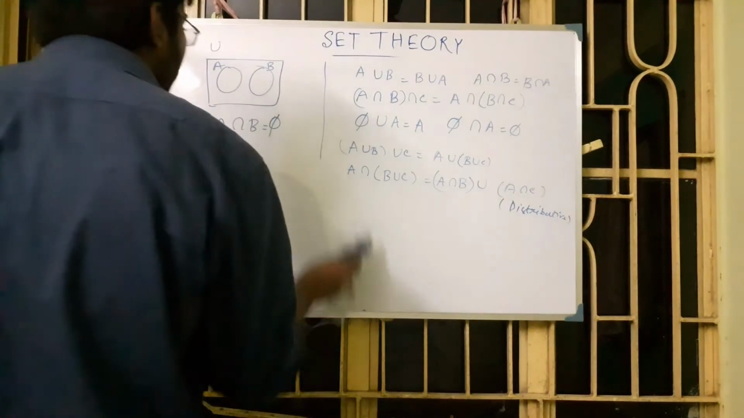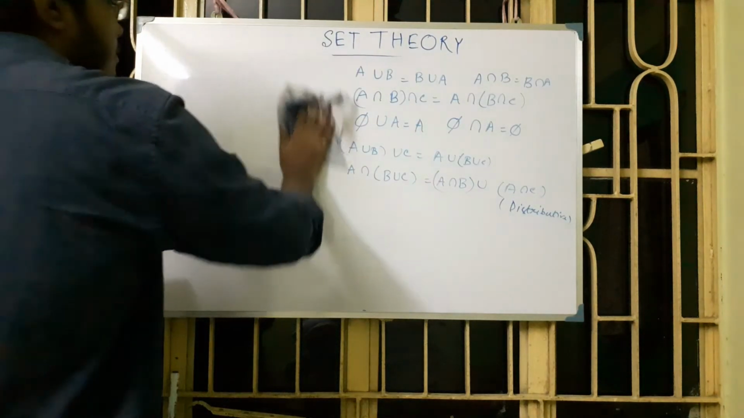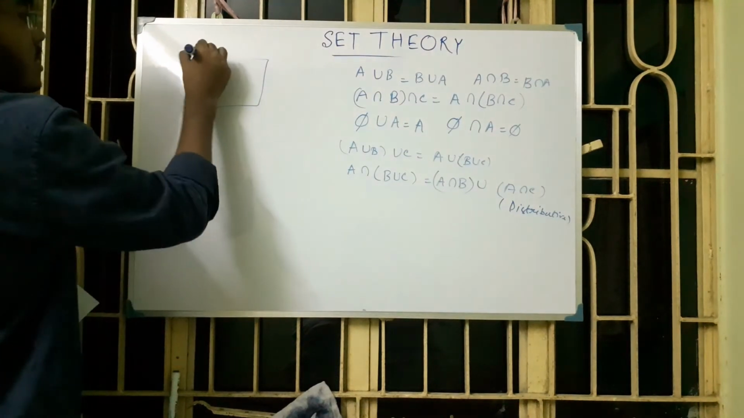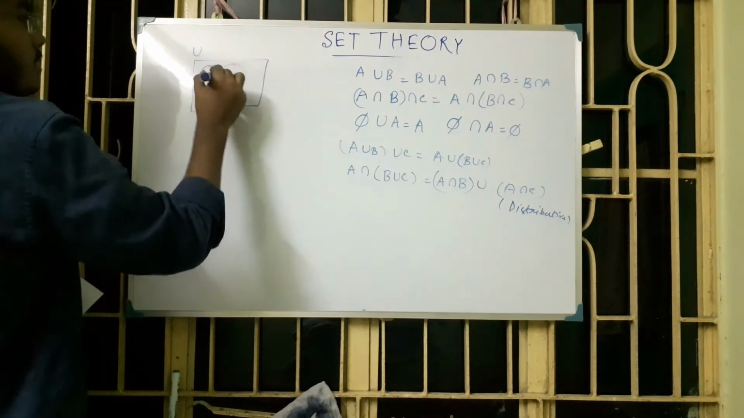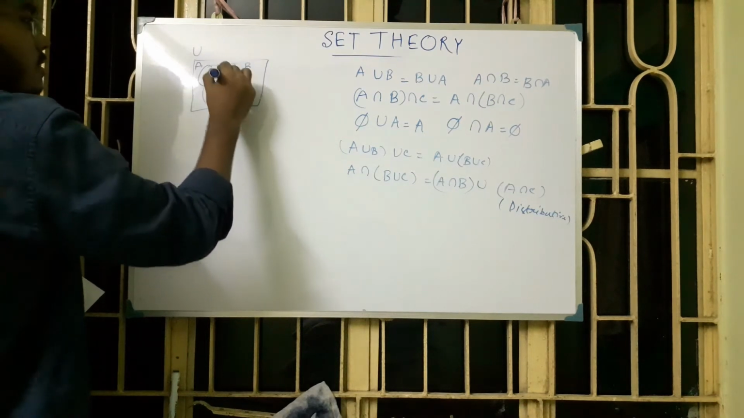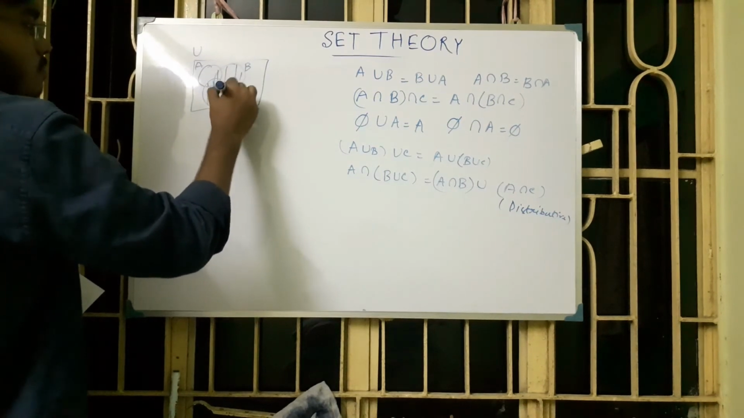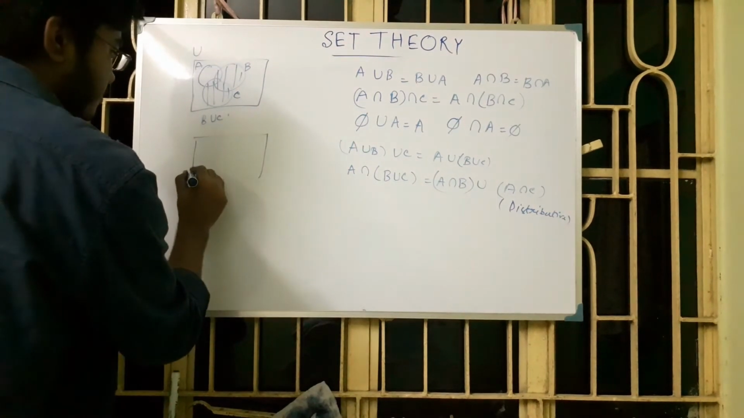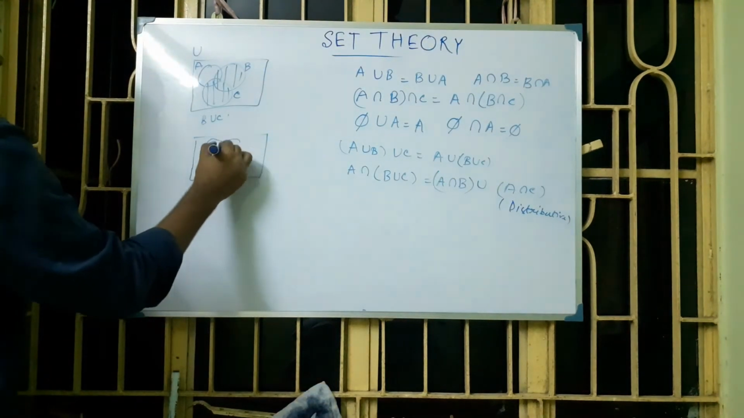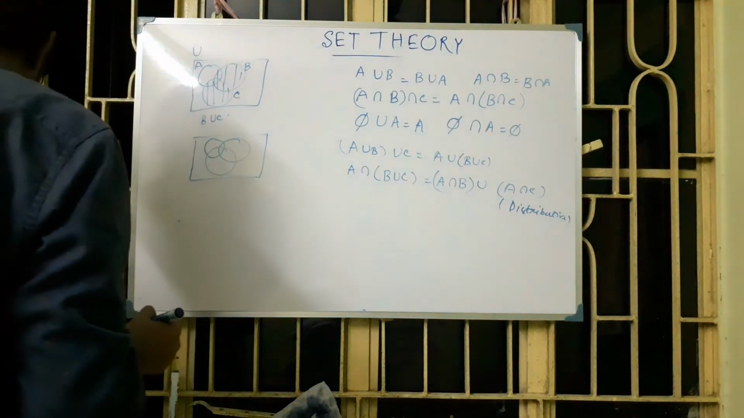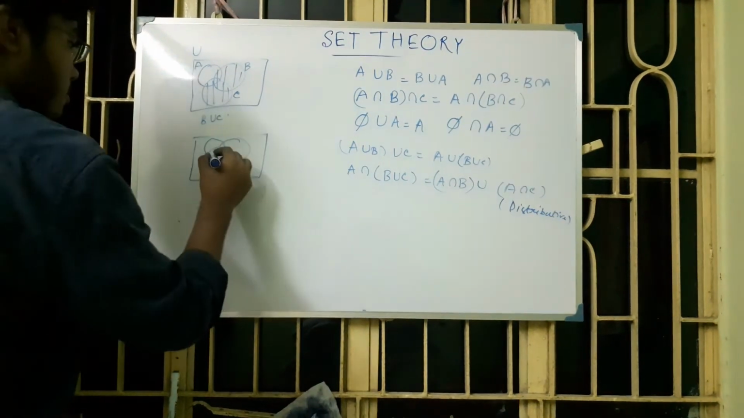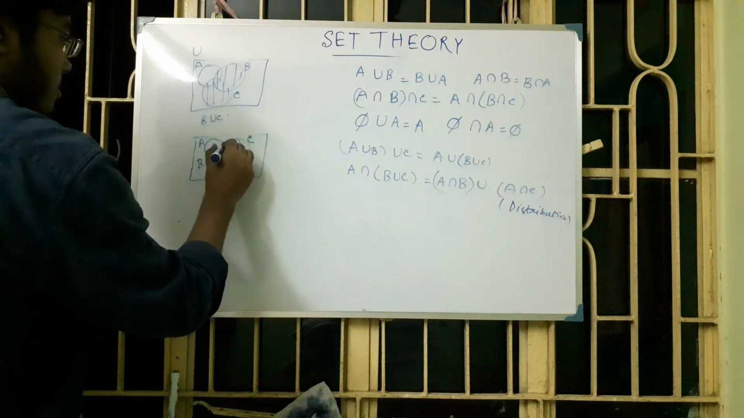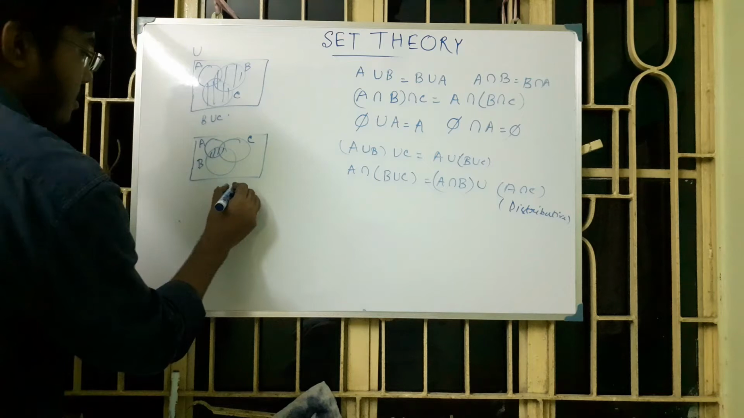Now we will look at the sets in Venn diagram. The shading is the most important thing. If this is A, B, C, then this thing is B union C. Okay. If this is a set, and this is A, this is B, this is C, then this is A intersection B.